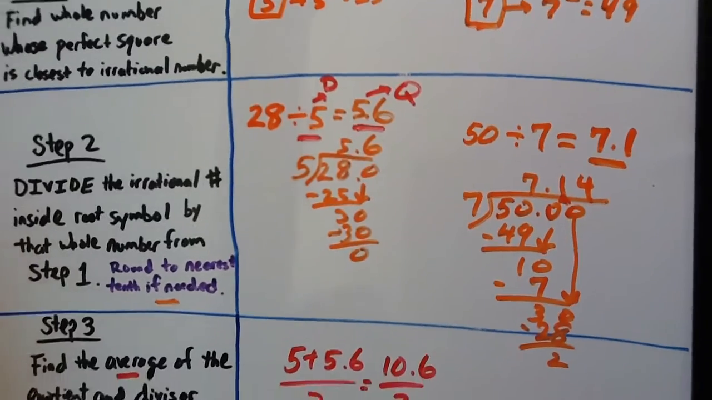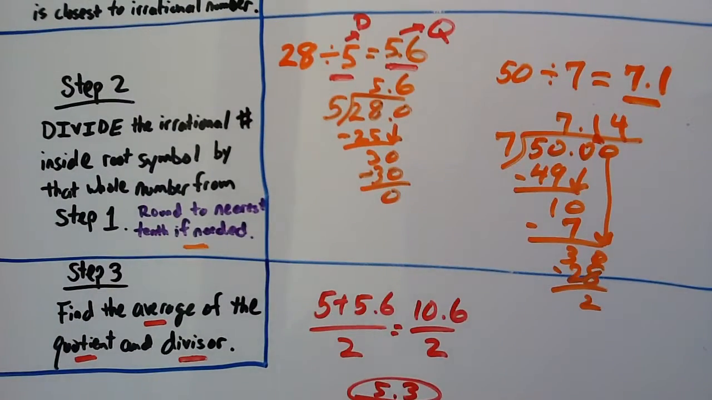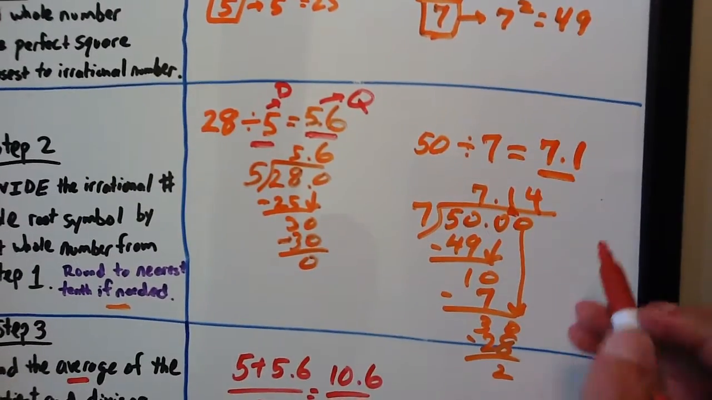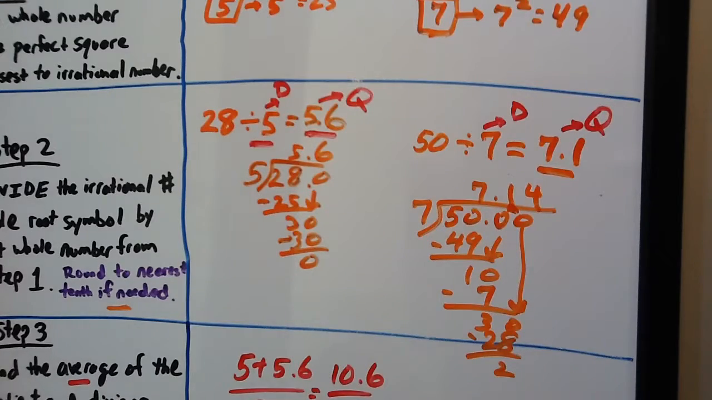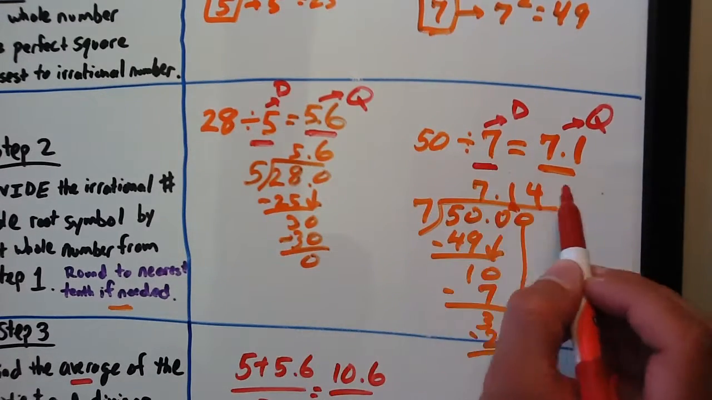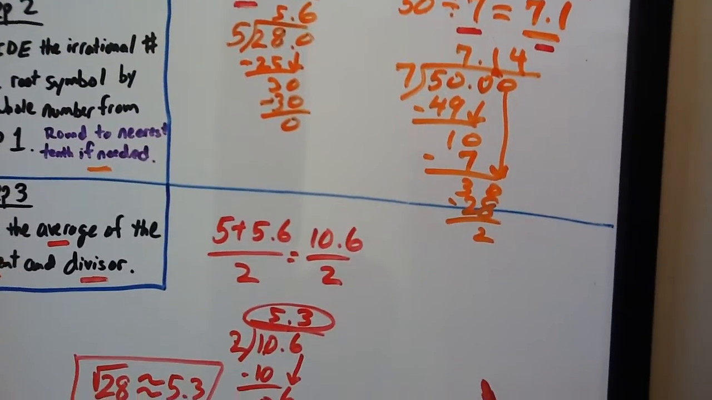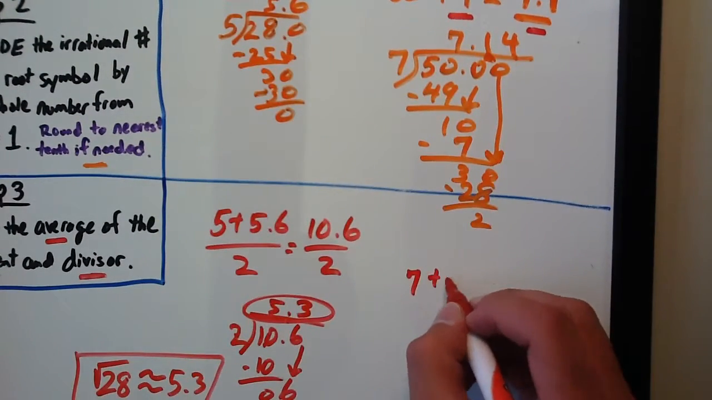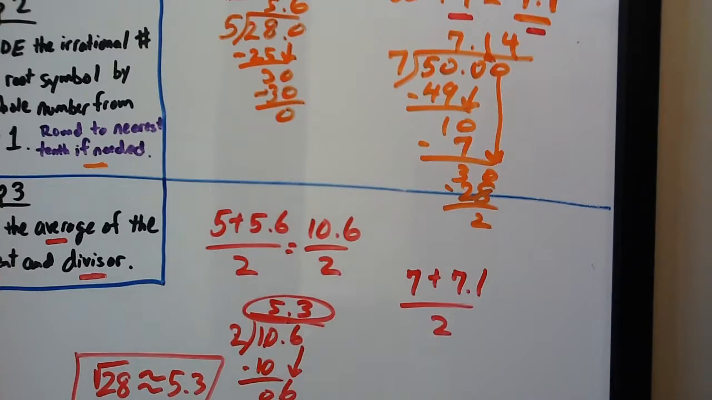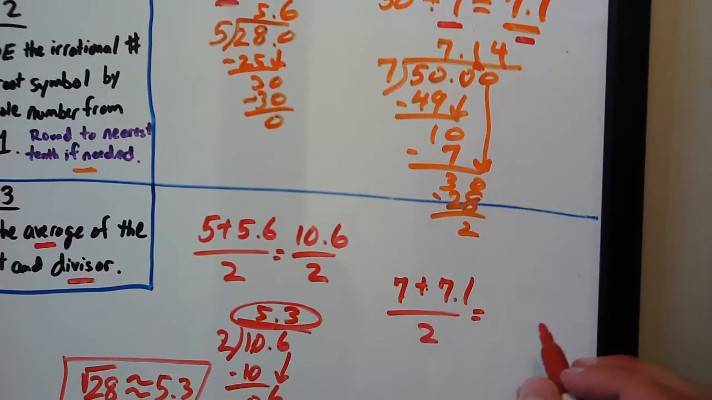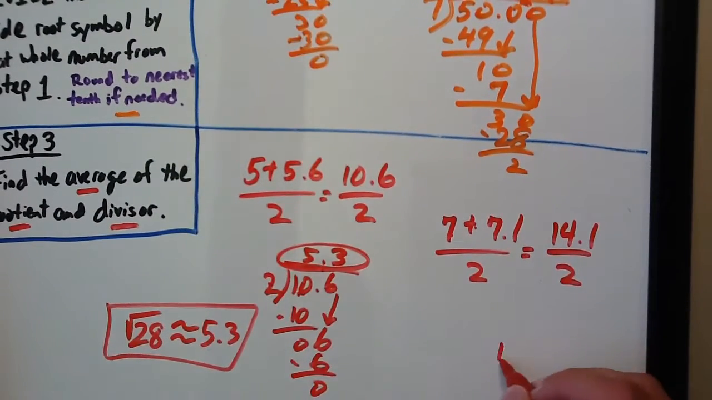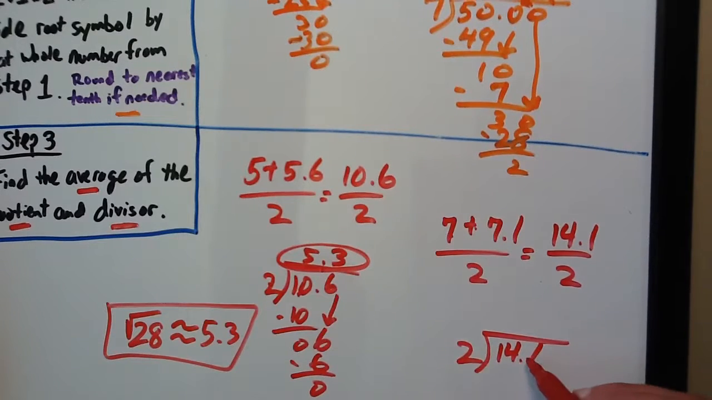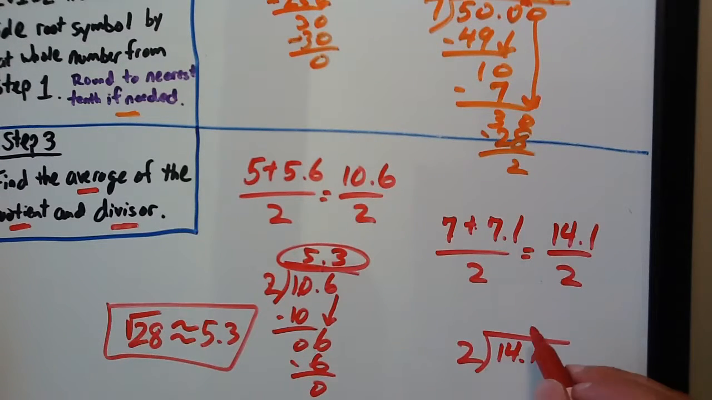All right, step 3, final step here, is to find the average of the quotient and the divisor. So 7.1, this would be the quotient, 7 was the divisor, the number we divided by. We need to find the average of these two numbers, 7 and 7.1. So to find the average of them, I'm going to add them up and divide by 2. On the top I have 7 plus 7.1, that's 14.1. And I need to divide by 2. So 14.1 divided by 2. Decimal comes straight up. 2 goes into 14 7 times. 7 times 2 is 14.